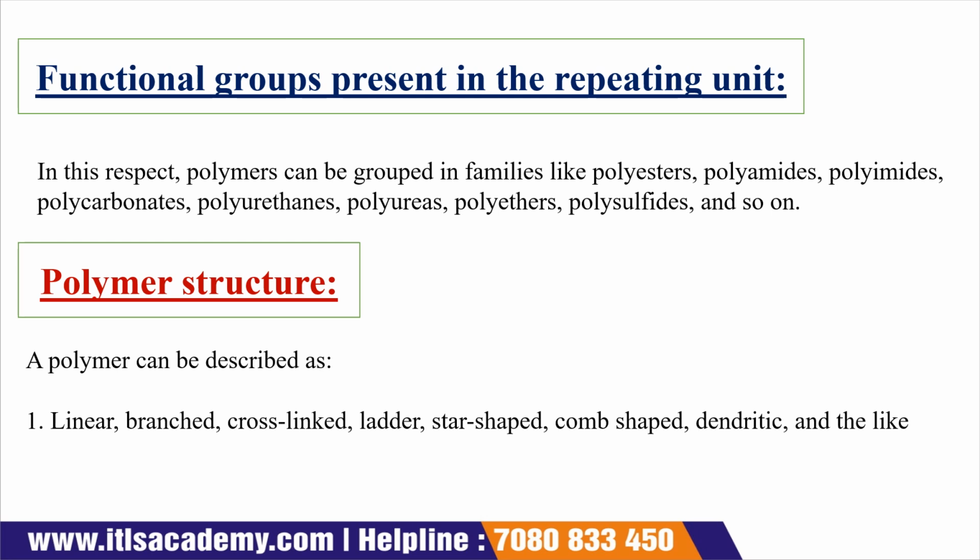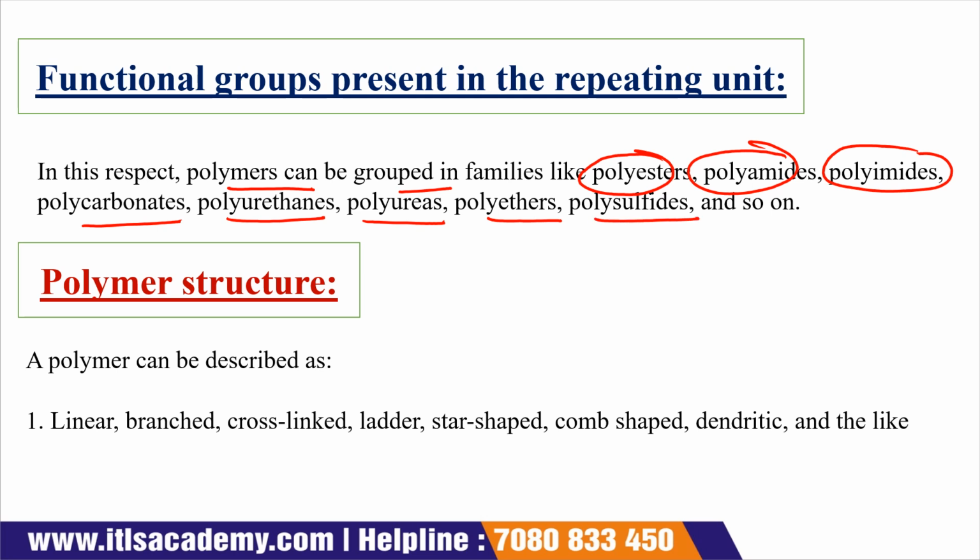Okay, now the next is the classification on the basis of the functional group present in the repeating unit. In this respect, polymers can be grouped in families like polyesters, polyamides, polycarbonates, polyurethanes, polyureas, polyethers, and polysulfides. Now, on the basis of polymer structure, polymers are either linear, branched, cross-linked, ladder, star shape, comb shape, dendritic, and the like.